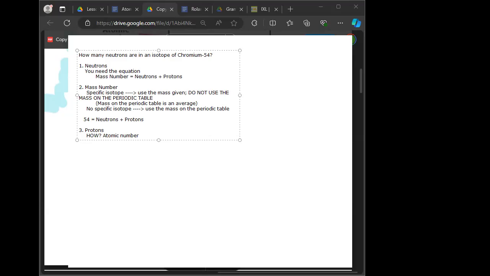Let me bring up the periodic table. I don't know the atomic number of chromium. Okay, so chromium's atomic number is 24. So that means 54 equals neutrons plus 24. So now we just subtract to find the number of neutrons. So it must be 30.